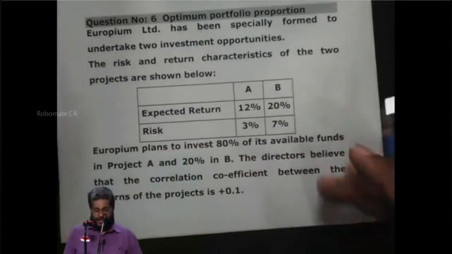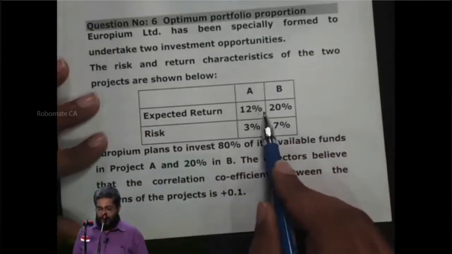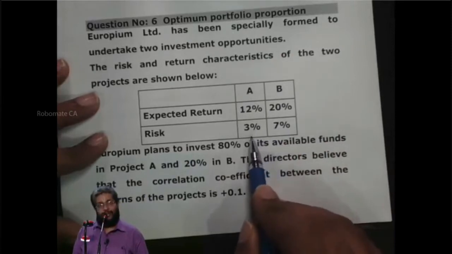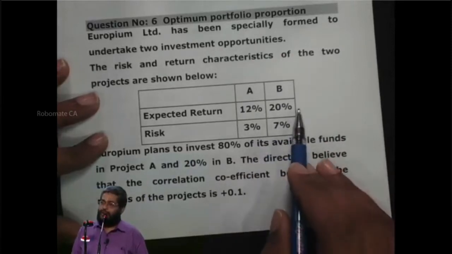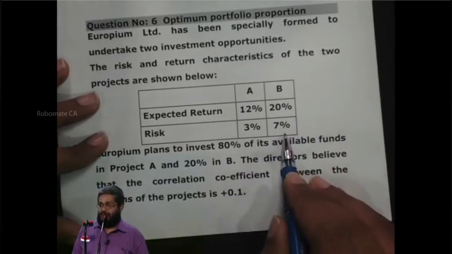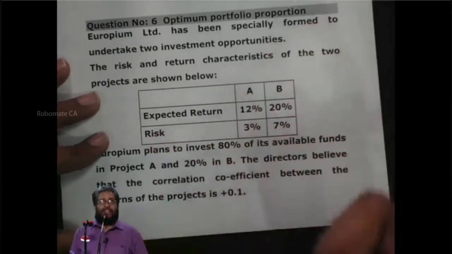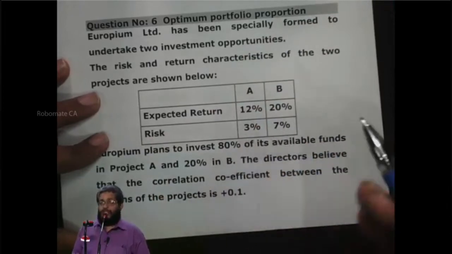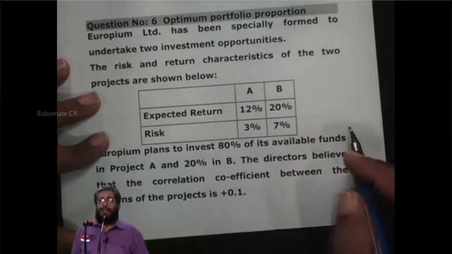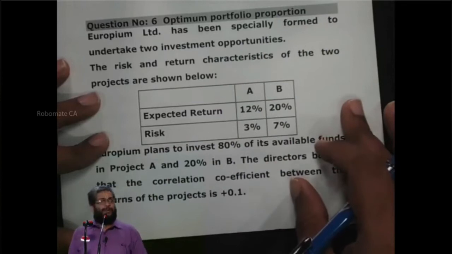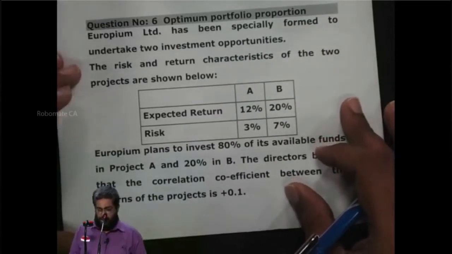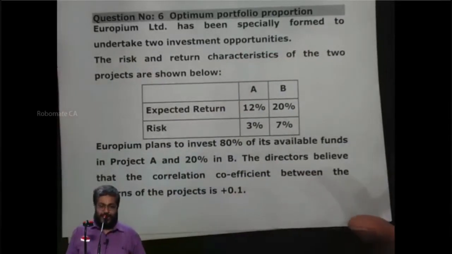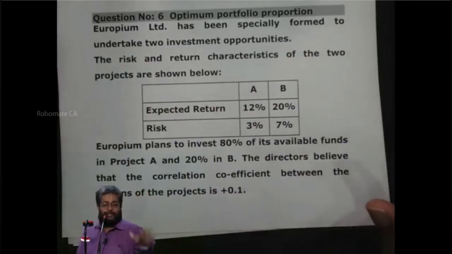Now, there are two projects. Project A gives a return of 12% and has risk of 3%. And B gives a return of 20% and has risk of 7%. Just an observation: what is the advantage of project A? It is a low risk project. What is the advantage of project B? It is a high return project. Are you following or not? Now, I want to do both together. In which I invest my money, or not?